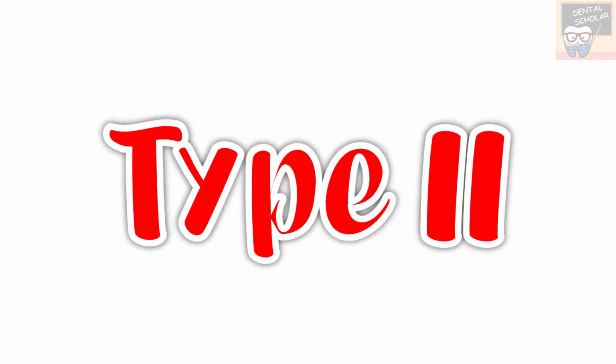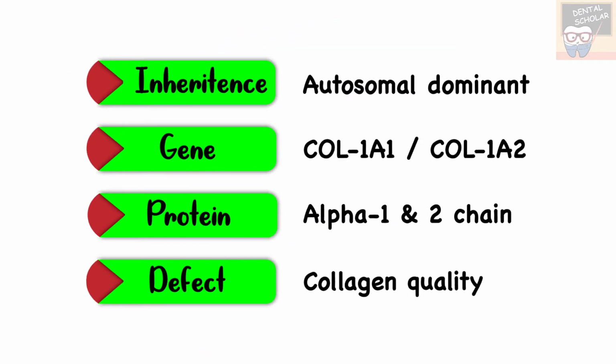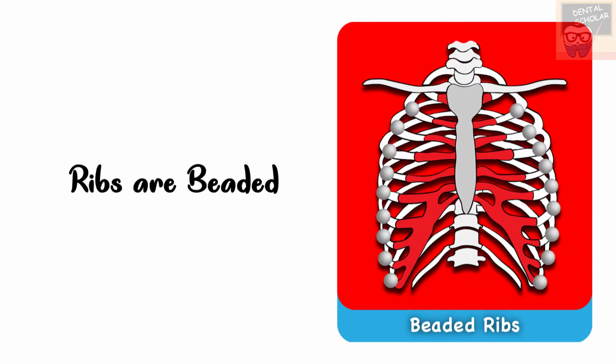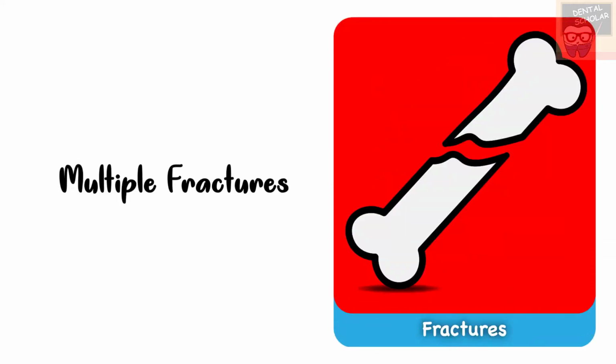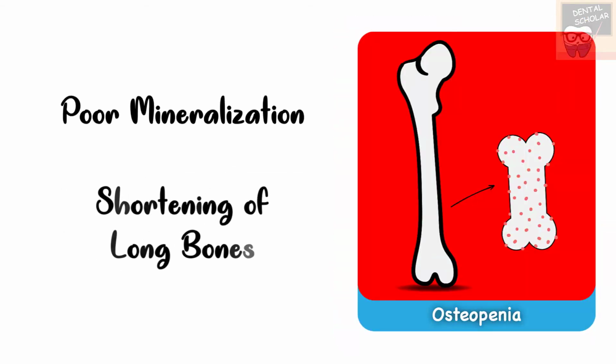Next is type 2 osteogenesis imperfecta. This is the most lethal type of osteogenesis imperfecta, and same as type 1, this is also autosomal dominant. The affected genes are called COL1A1 and COL1A2. So both alpha 1 and alpha 2 chains are affected, and the defect is in quality of collagen. There is severe deformity of bones, the ribs are beaded, and there are multiple fractures. Bones are poorly mineralized, and also there is a shortening of long bones.